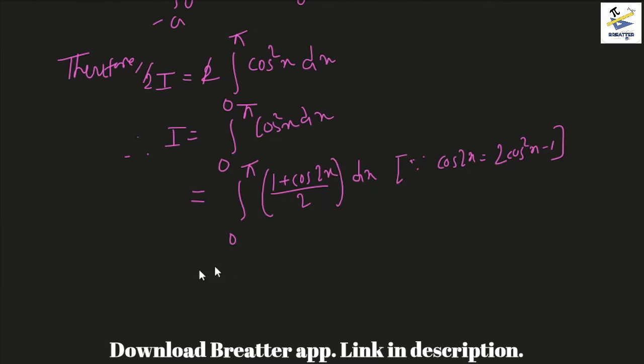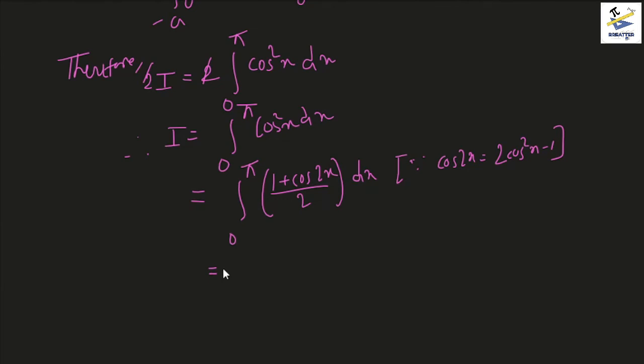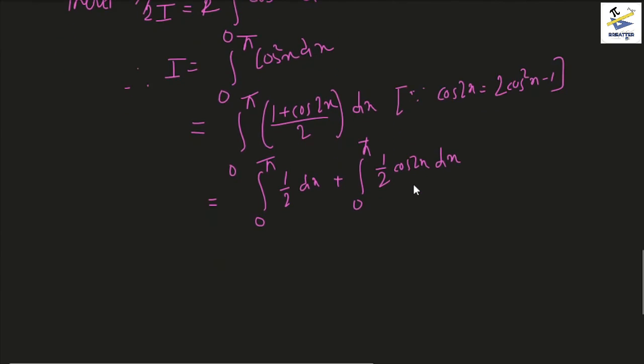Now this can be separated into two different integrals, that is the integral from 0 to pi of half dx plus the integral from 0 to pi of half cos 2x dx. Now the first part gives us pi by 2, and for the second part, the antiderivative of cos 2x is sin 2x by 2, and that means we need to evaluate sin 2x from 0 to pi.